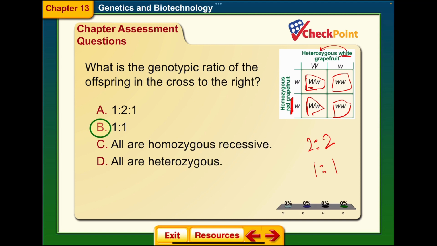And if we look at the 1 to 2 to 1, we took this when we talked about incomplete dominance. If you remember last year, when we took the questions about incomplete dominance and complete dominance, we had crosses that would look at 1 to 2 to 1 phenotypes. If we look at C, it says all homozygous recessive. Well, they're not all homozygous recessive because we have 2 that have a dominant trait. All are heterozygous? No, because we have 2 that are homozygous recessive.